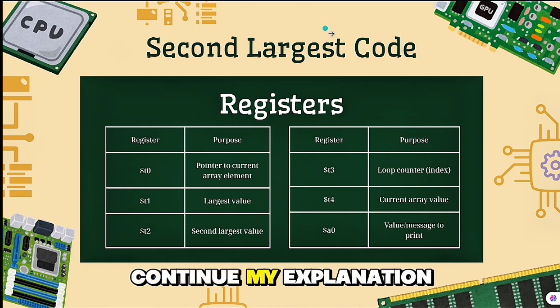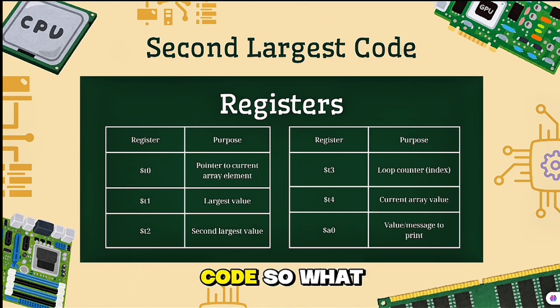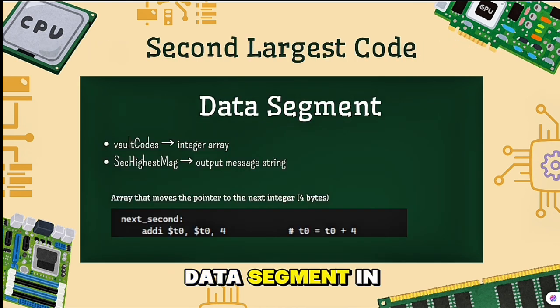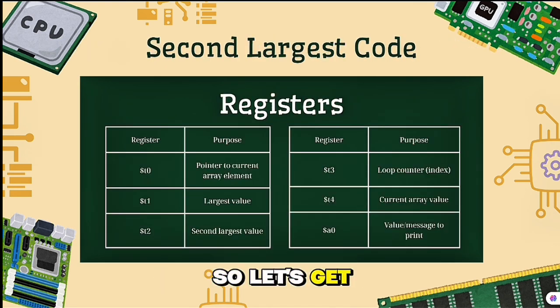So I will continue my explanation with second largest code. So what happened inside register, text segment and data segment in second largest code? So let's start first. T0, T1, T2, T3, T4, which means temporary 0, temporary 1, temporary 2, temporary 3, temporary 4. So what is the purpose of it? We will start with T0. T0 will hold the value pointer to current array element.